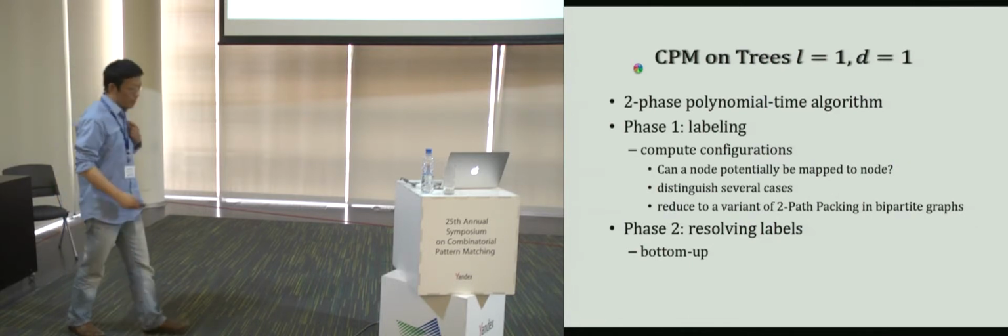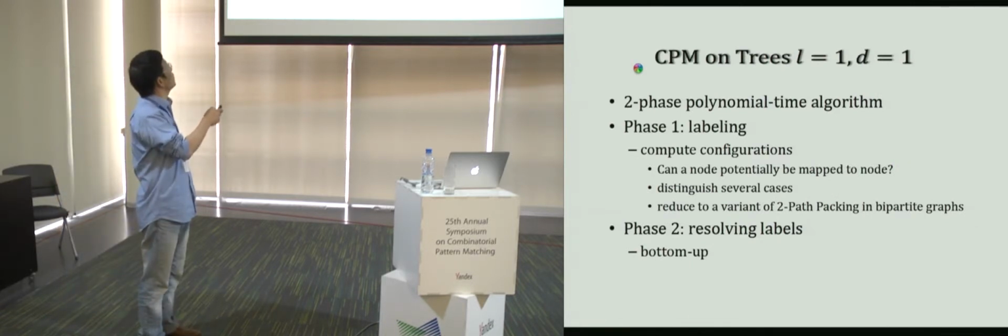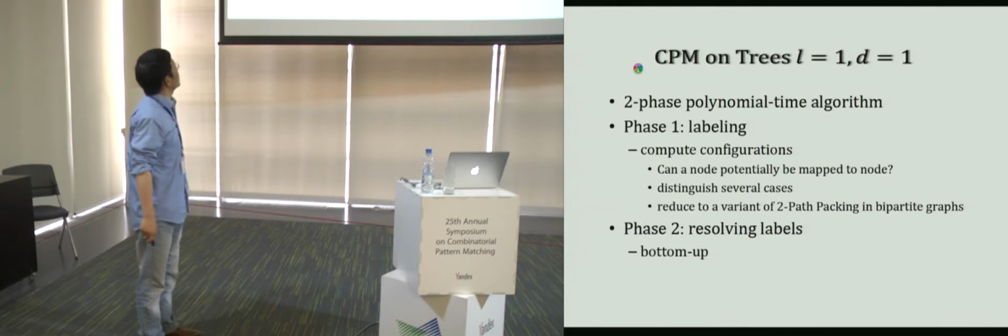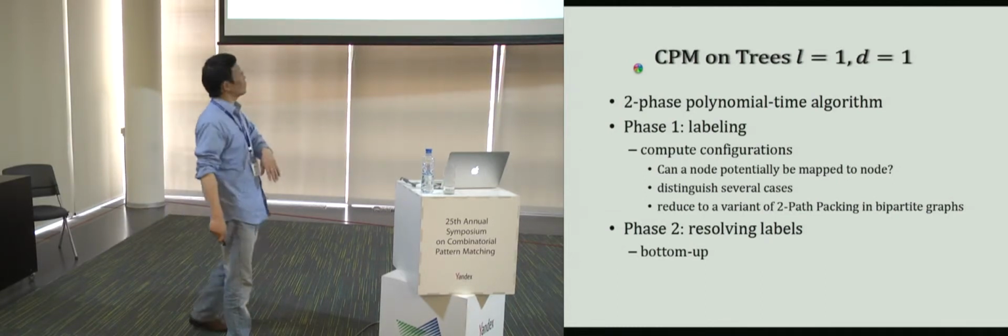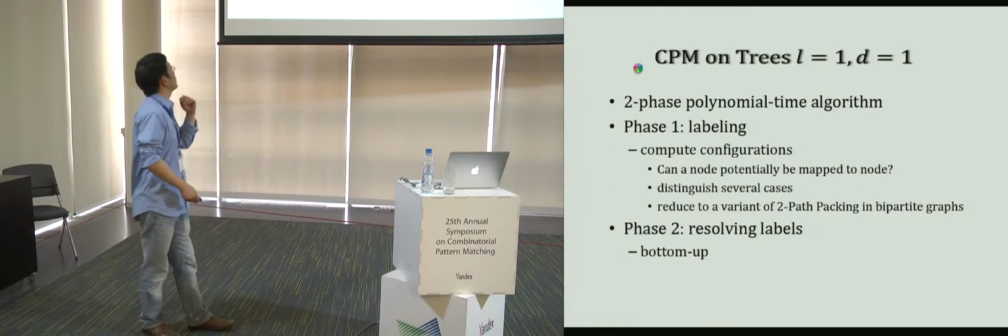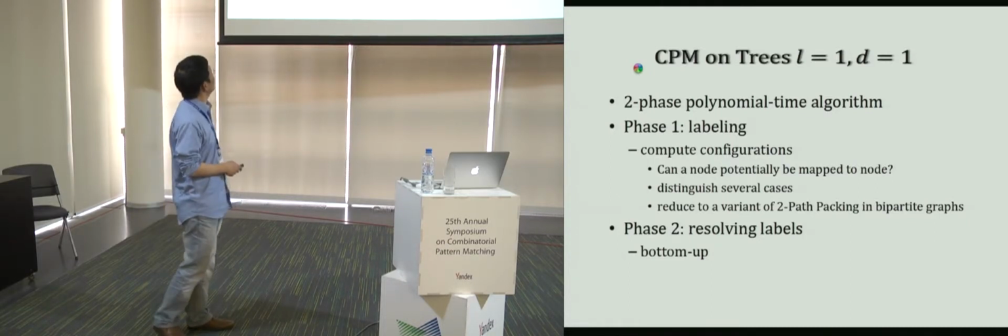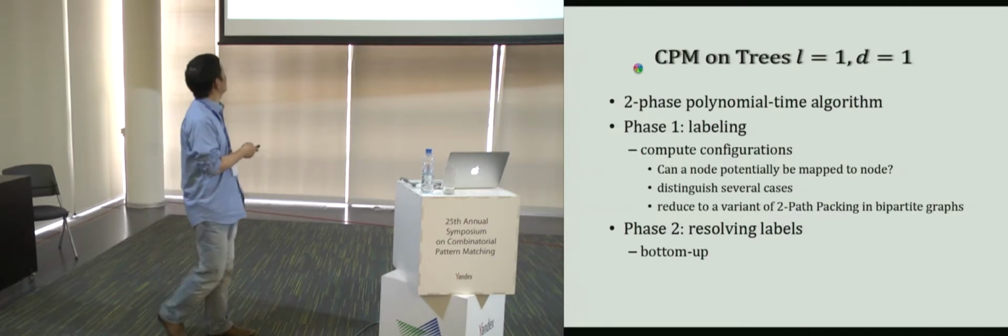This is the most complicated case, which is a polynomial time case. It is an algorithm with 2 phases, one top-down and one bottom-up. I don't have time to go into it.